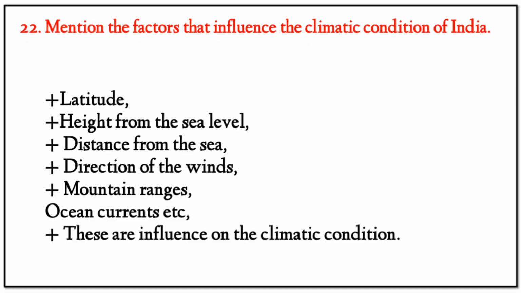Next, 22. Mention the factors that influence the climate condition of India. Answer. Latitude, height from the sea level, distance from the sea, direction of the winds, mountain ranges, and ocean currents. These influence the climate conditions.